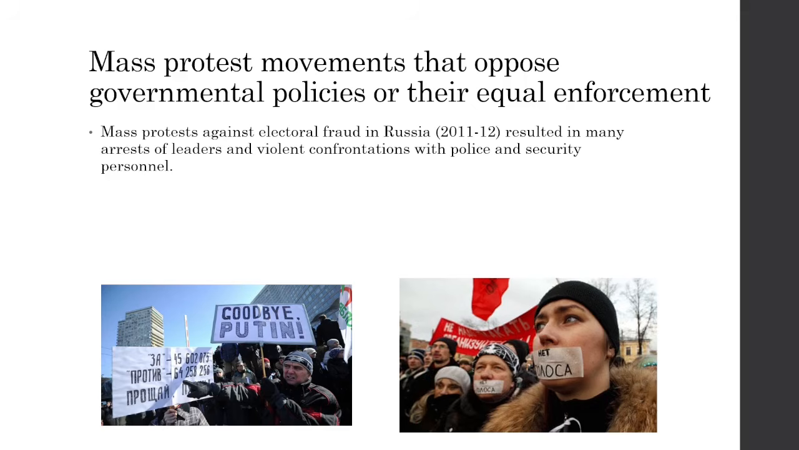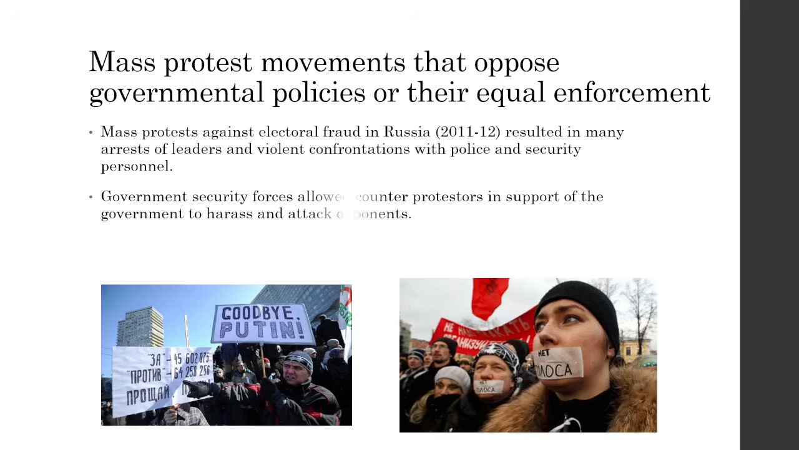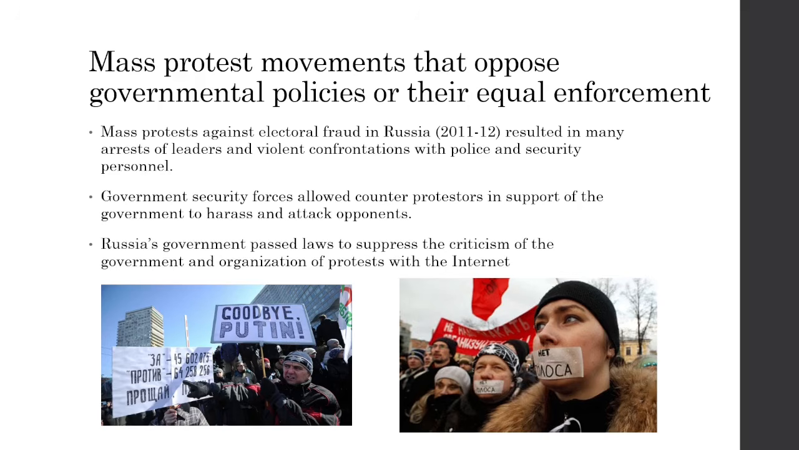So yeah, we also had electoral fraud protests in Russia in 2011-2012 that led to the arrest of many leaders and very violent confrontations with the security personnel. Government security forces allowed counter-protesters in support of the government to attack these opponents. They're kind of like, yeah, they're protesting against us. Go get them. That's essentially what they were doing with these opposers of the government. And they've passed laws to suppress the criticism of the government and organization of protests with the internet. So Russia is having a lot more control on the internet and the media to silence this dissent.